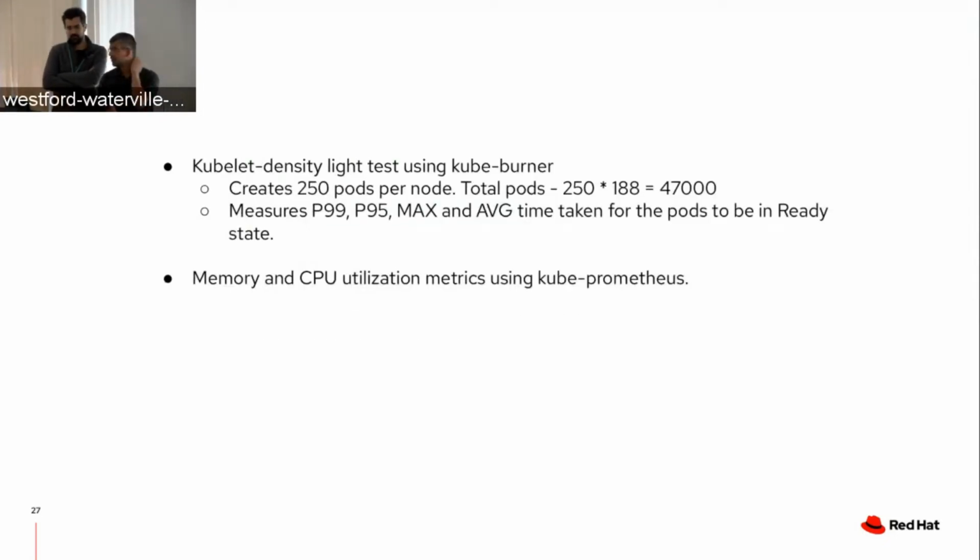We use Kube-burner. Kube-burner is an upstream project which is used to do some scale testing of your Kubernetes deployment, and it has a test called kubelet density light, which we run. It basically creates just pods on each node, like 250 pods per node, at 20 or 25 requests per second. It creates those pods and measures how much time it takes for each pod to be ready. And then we measure the memory and the CPU utilization of each OVN Kubernetes pod using Kubernetes.